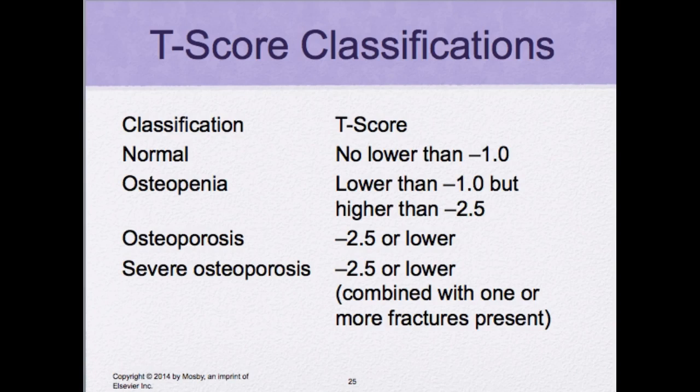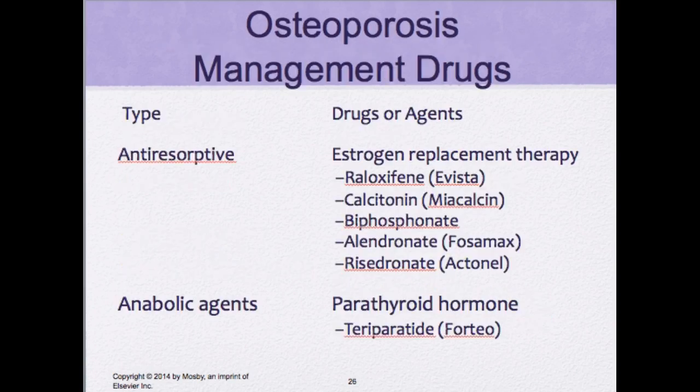We go by T-score classification. So the classification is T-score. Normal is no lower than -1, where osteopenia is lower than -1 but higher than -2. Osteoporosis is -2 or lower. Severe osteoporosis is -2 or lower combined with 1 or more fractures present. So I'm going to show you what that looks like, so don't freak out.